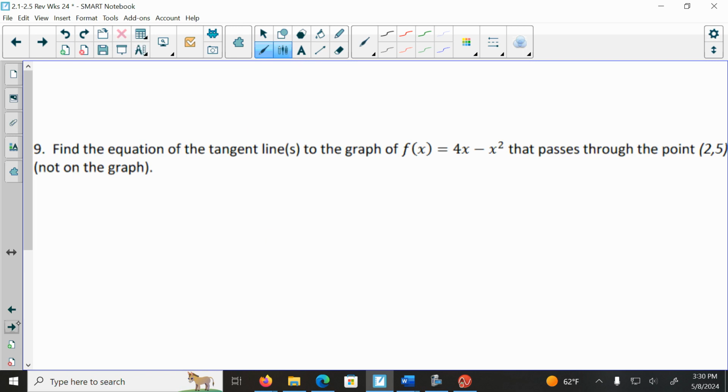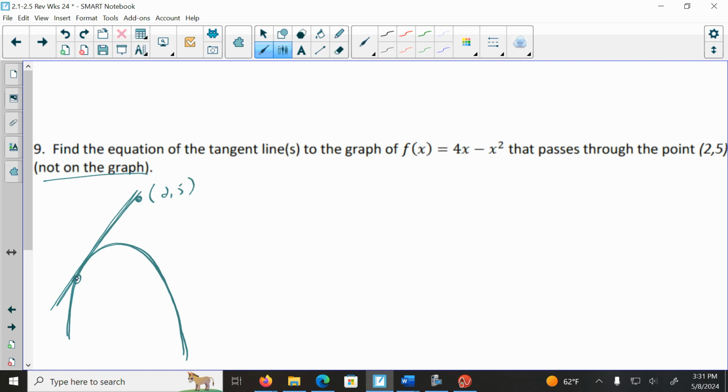Now doing the last one. I find the equation of the tangent line to the graph of that passes through the point (2, 5). And remember that (2, 5) is not on the graph. It says not on the graph. So if you want to visualize it, you have a parabola that opens down. You have this point (2, 5) somewhere, and you're trying to find the equation of the tangent line to this graph that passes through this point, which is (2, 5).